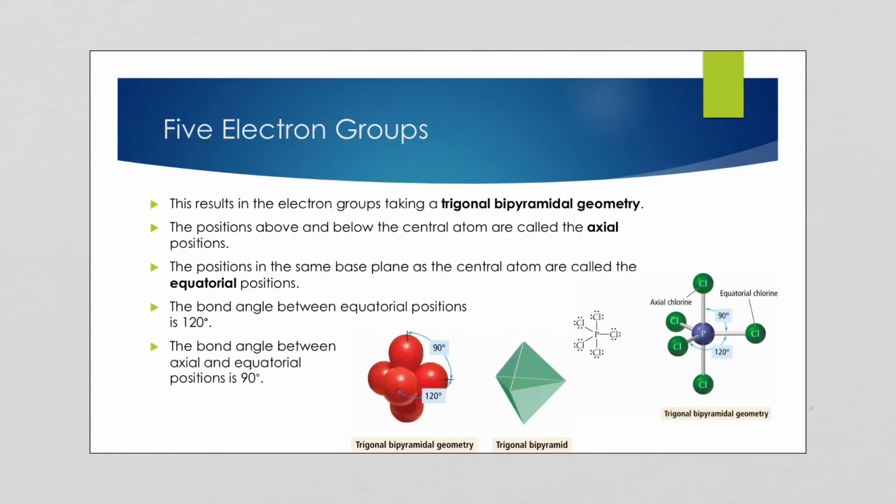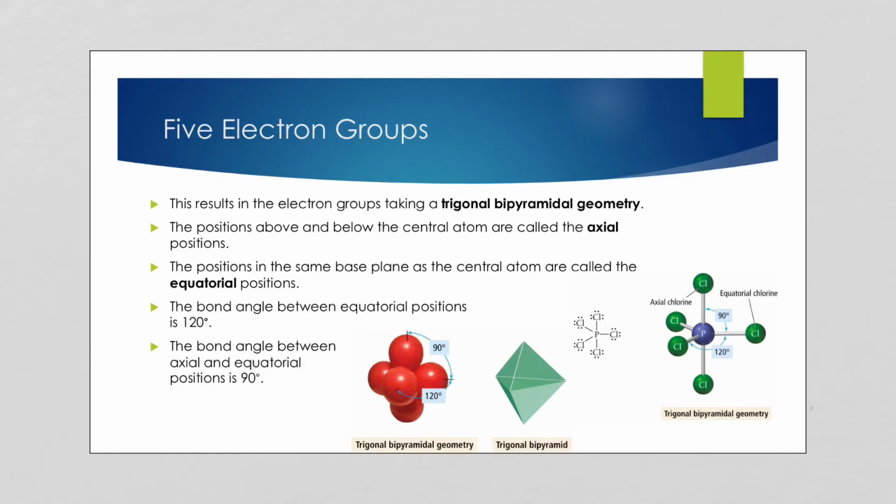So the next 2 structures, 5 and 6, we get into molecules that have expanded octets. So remember, to get to 5 electron groups, we're going to have to expand, to have 10 electrons. And 6 electron groups is going to be 12. So these are only going to occur when we have expanded octets.